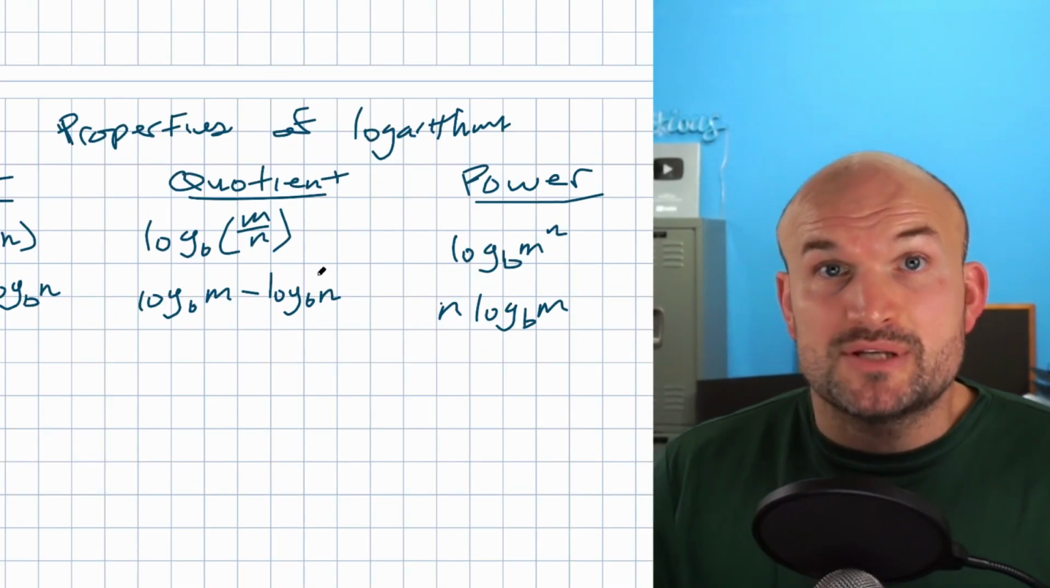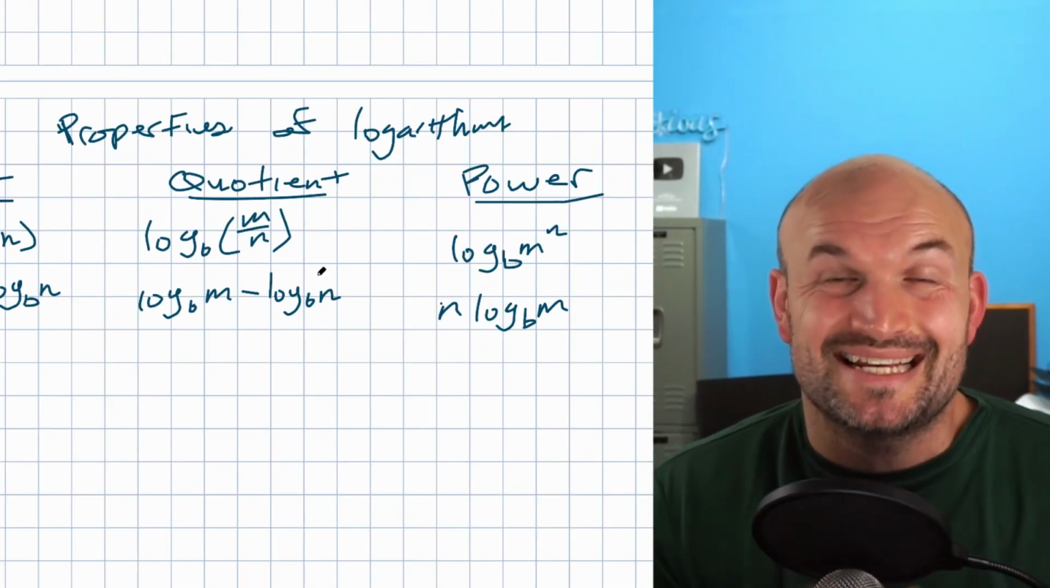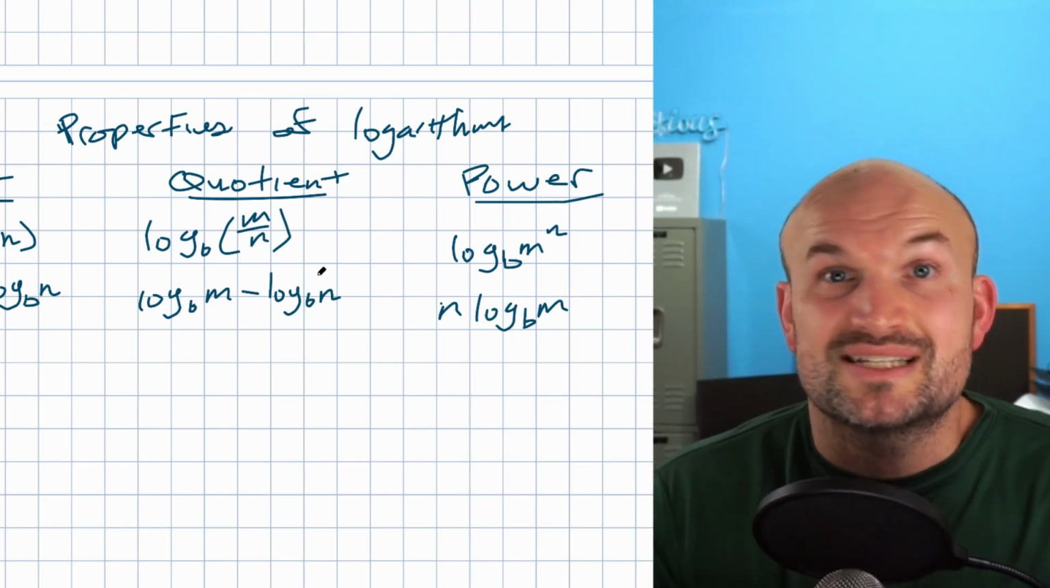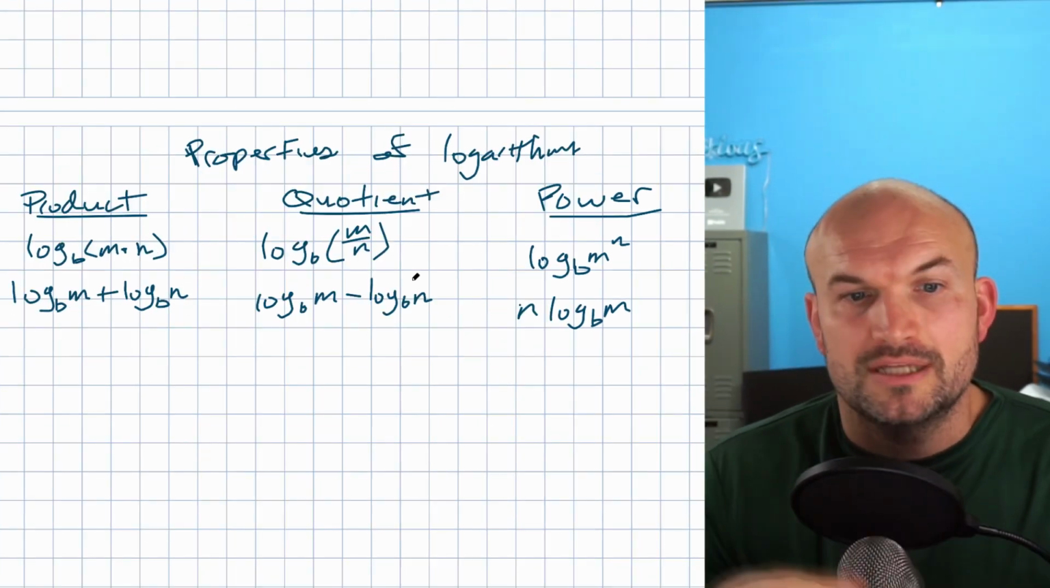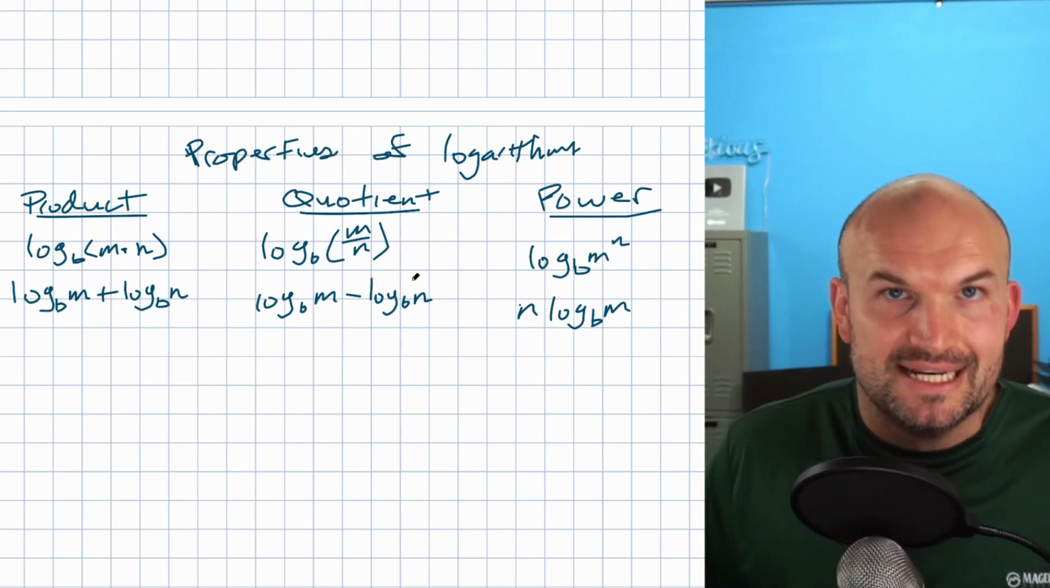So our properties of logarithms are really helpful for us to be able to condense and expand expressions, which can be helpful for simplifying expressions or solving an equation. Let's go and take a look at two examples, one condensing and one expanding.